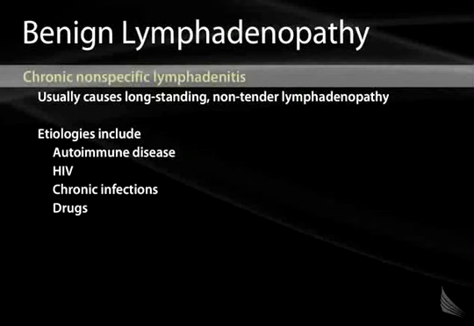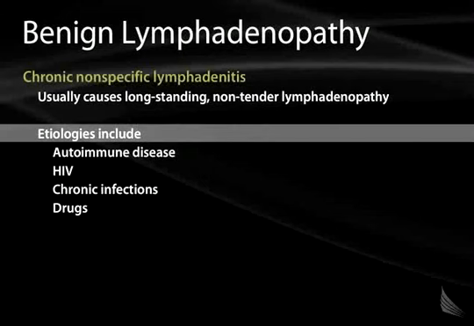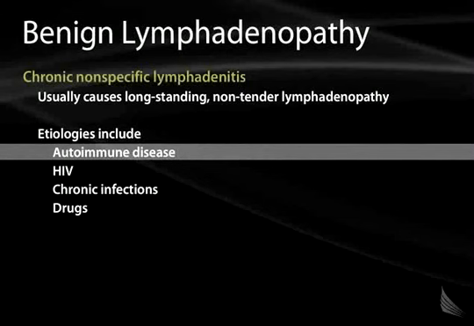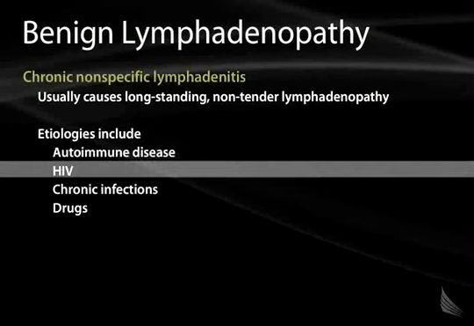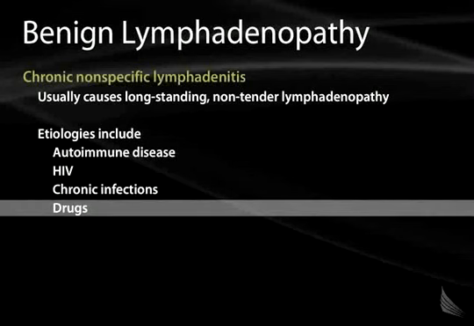Chronic nonspecific lymphadenitis can manifest as long-standing non-tender lymphadenopathy and is a little bit more concerning than acute lymphadenitis from a known infection. Some etiologies of chronic lymphadenitis include autoimmune disease, infection with HIV, other chronic infections, or an effect from some medications that we use.